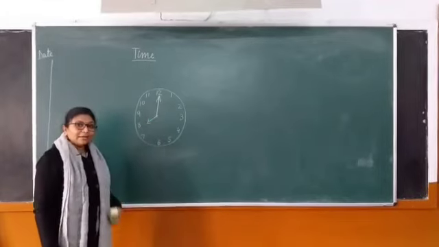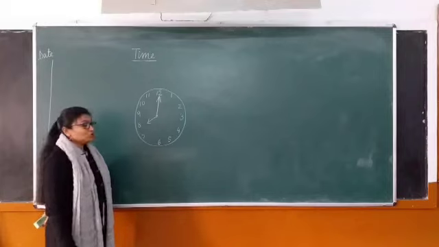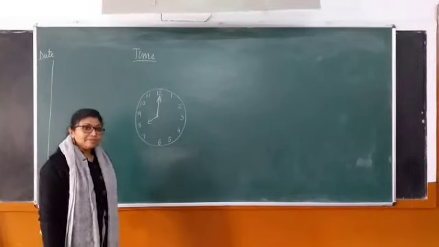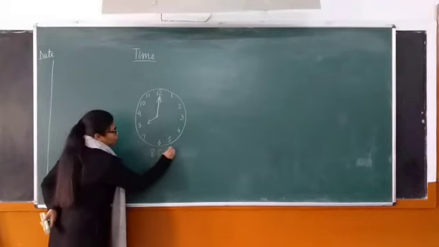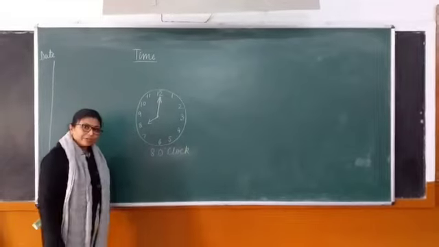Alright, now what time is showing over here on the clock? It is showing the big hand is on 12 and the short hand is on 8. So what time is it? It is 8 o'clock. So you will write here 8 o'clock. Right boys?